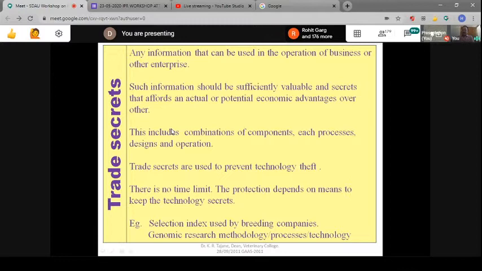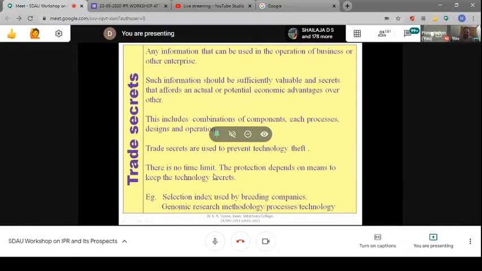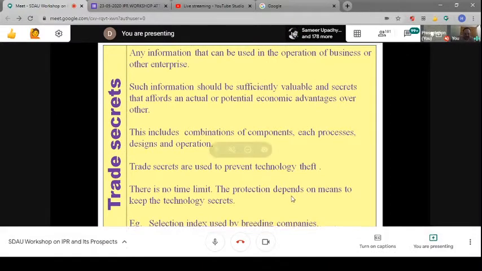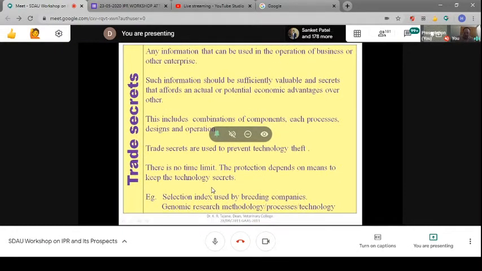You can take the help of the regulations of your countries, so that information can be protected very effectively if somebody leaks it. There are so many provisions to protect the trade secret, and you can do it. There is no time limit for the trade secret. For a lifetime, you can have the trade secret registered in your country, and that can be protected. The protection depends on the means to keep the technology secret.